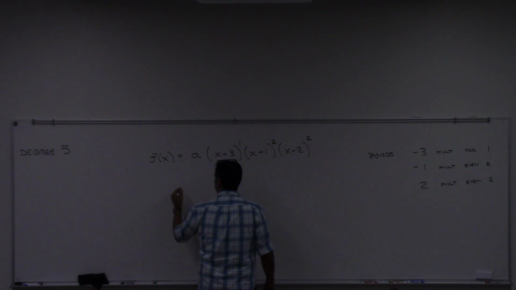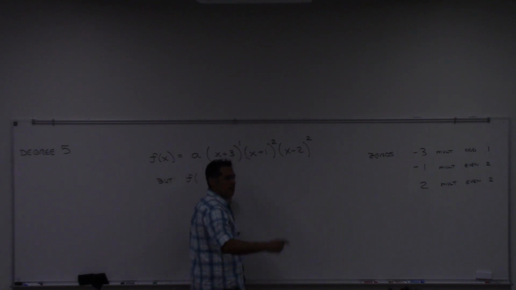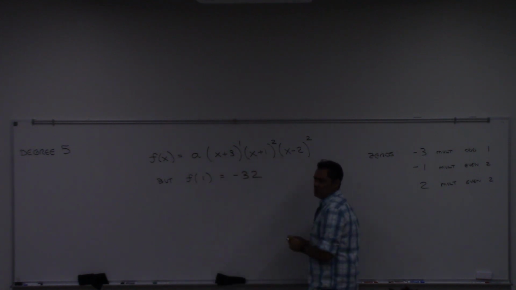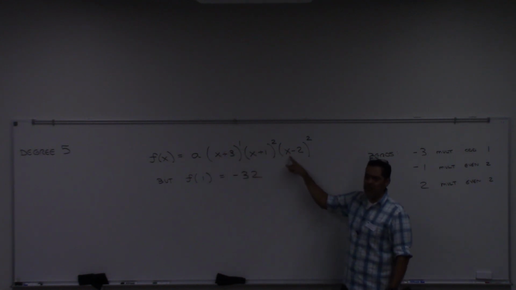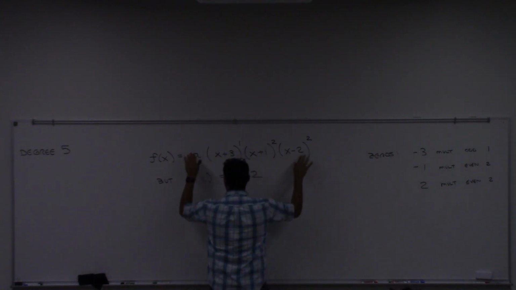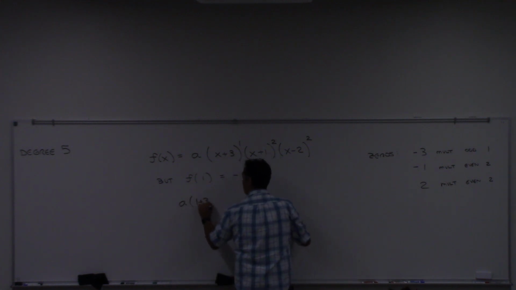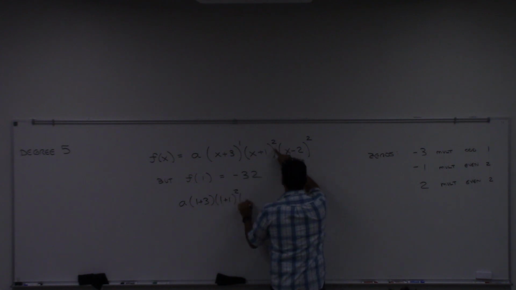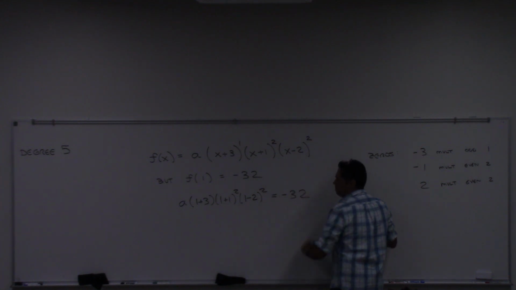So now I say, but I know that when I plug in 1, the function should spit out the number negative 32. So that means if I go into this and I plug in 1 for x, the answer should be negative 32. So let's do that. Let's plug 1 into this. I have the A sitting in front, 1 plus 3, 1 plus 1 squared, and then 1 minus 2 squared. That must be negative 32.